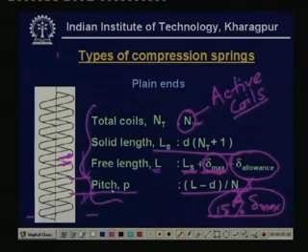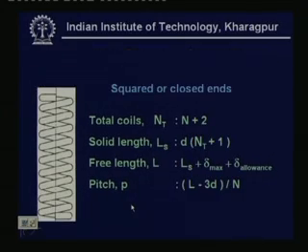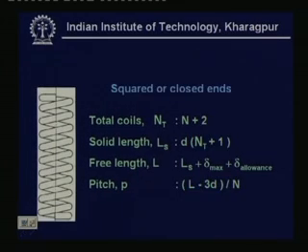I need not repeat for all other springs, but you can see the next one will be for plain and ground ends, where you can see the total number of coils is N plus 1. Solid length here becomes D into NT, free length as usual, but pitch is L divided by N plus 1. Next you go to the squared or closed ends.